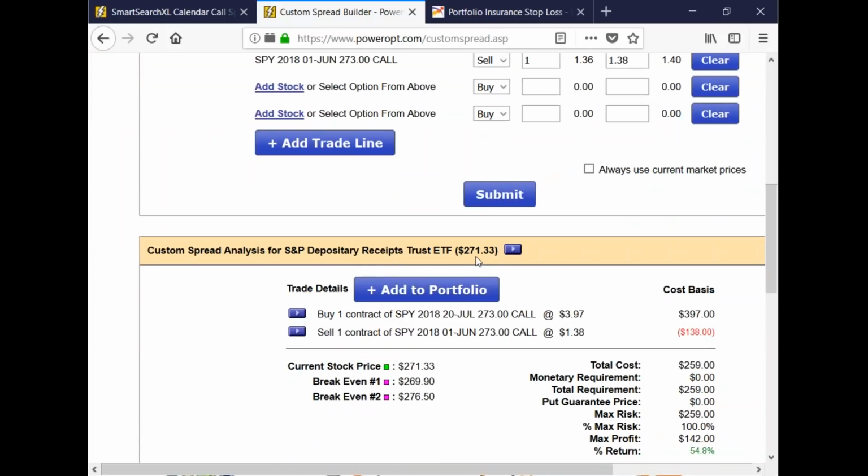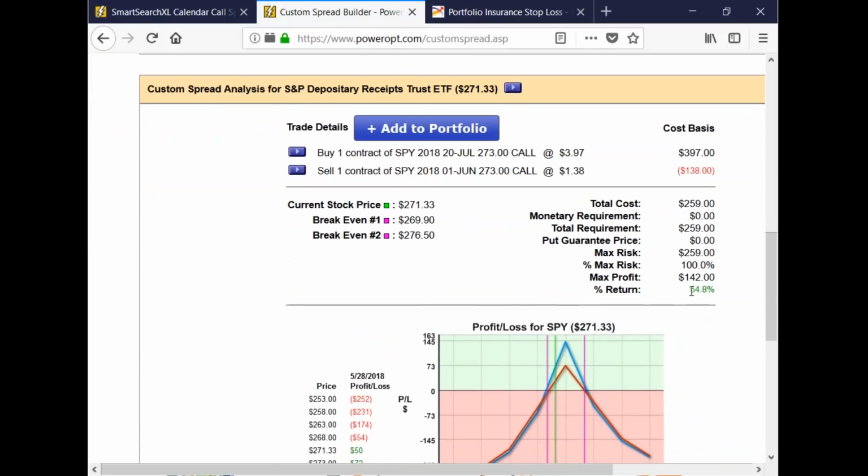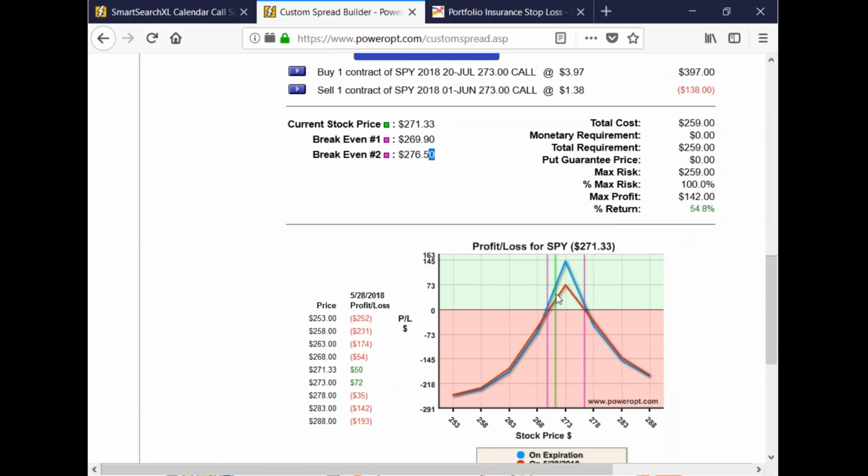It's at 271.33. So this one's good. So 54.8. Upper and lower break even are just $2 down and $5 up. And that's for a 2-week trade. If we did the 1-week trade, remember that would be a much smaller window to profitability. So this time we're hoping that it stays right between 276 and 269.